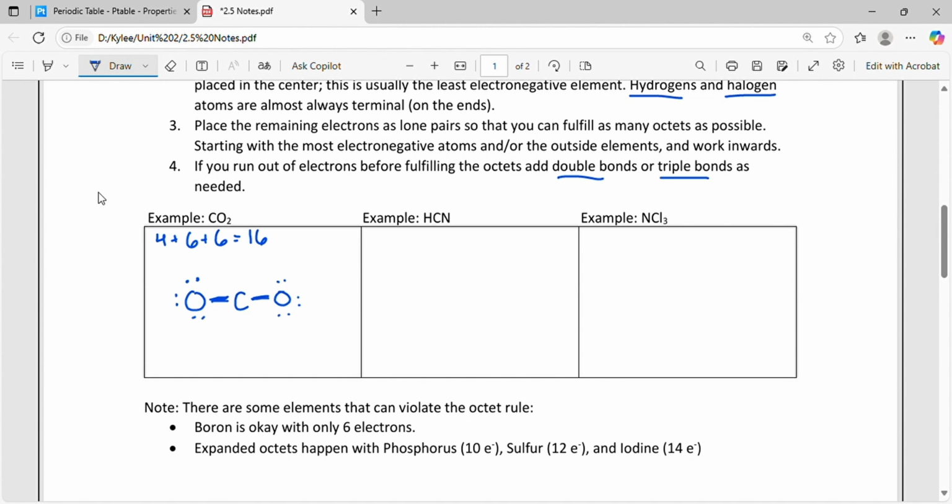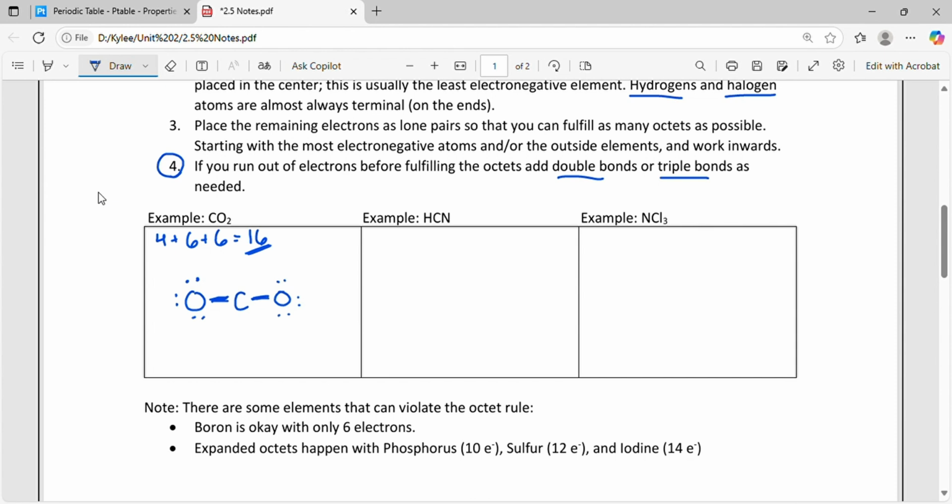And so this is where rule number 4 comes in. I can't add any more electrons. That's a common misconception, as students just want to add more dots in, or they would just want to add more lines, and I can't because I only had 16 to work with. So what I can do, though, is rearrange the electrons that I already have.